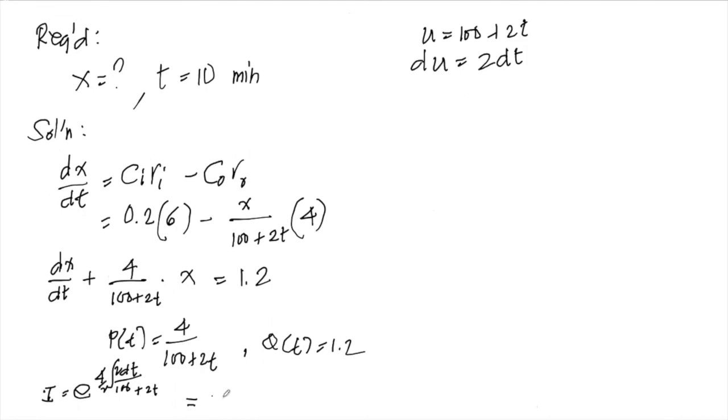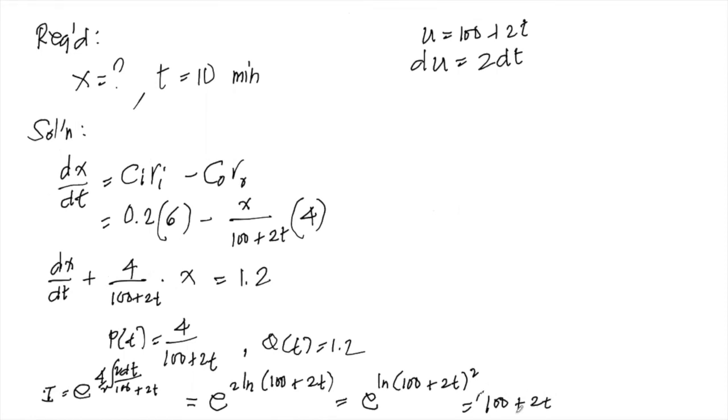So the answer to this is e raised to 2 ln of 100 plus 2t. Or this is what? E raised to ln of 100 plus 2t squared. Or simplify natin, 100 plus 2t squared na lang siya. Kasi e raised to ln, cancel na to. Okay, the next step is multiplying this integrating factor to the standard form.